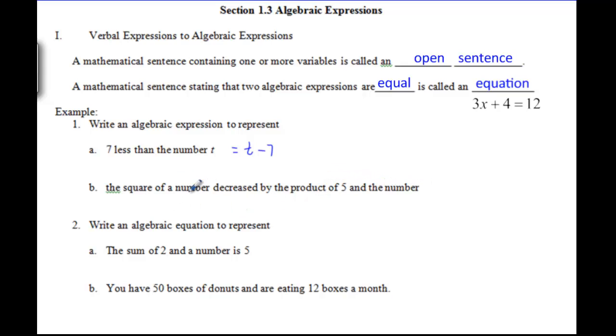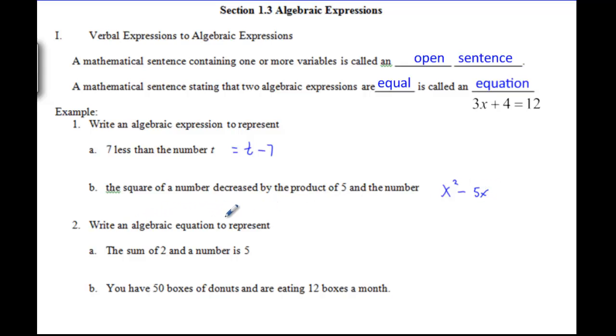The square of a number decreased by the product of 5 and the number. Let's call the number x, and we have the square of that, so we put a little 2 here. Now we're going to decrease. What do we use for decreased? Minus. So we subtract the product. Product, if we know the vocabulary, is multiplication of 5 and the number. The number was x, so we're going to go minus 5x.